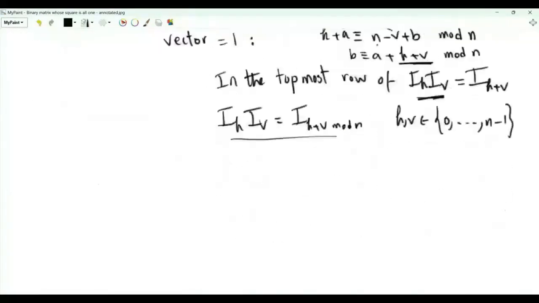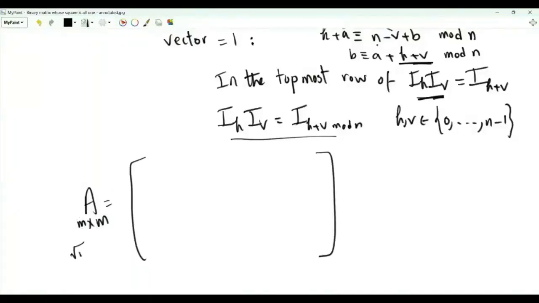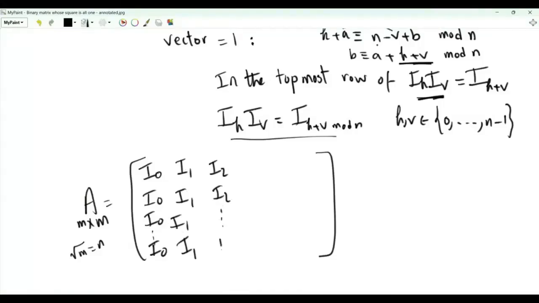Let's see how this result justifies the following construction of matrix A. A is of size m by m. m is a perfect square. The square root of m is n. We put here I0, the identity matrix of size n by n. All these blocks will be I0. We have n blocks. Then we have n blocks equal to I1, then I2, all the way to I_(n minus 1). We end up with n 1s per row and n 1s per column.